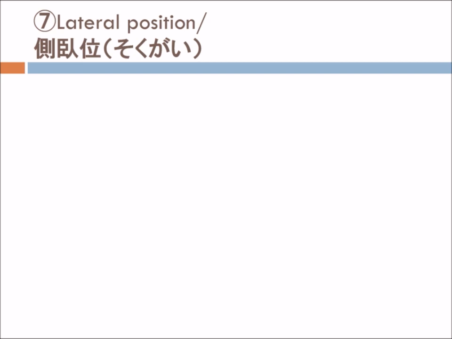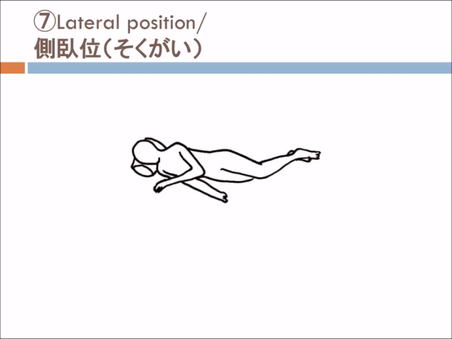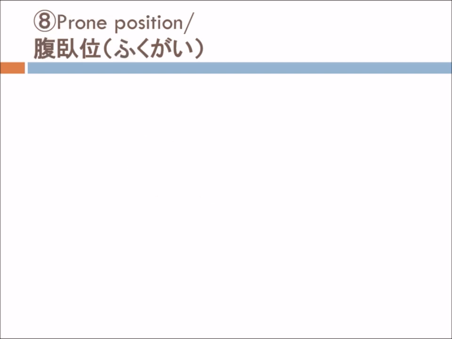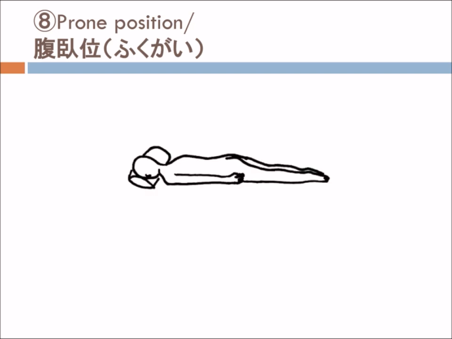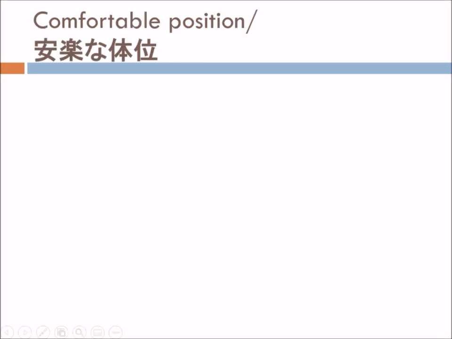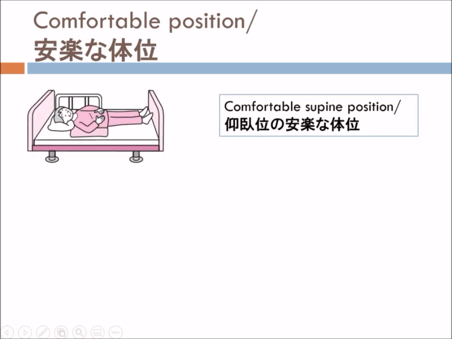Lateral position, 側外. Prone position, 腹外. Comfortable position, comfortable spine position. This is the most stable posture.